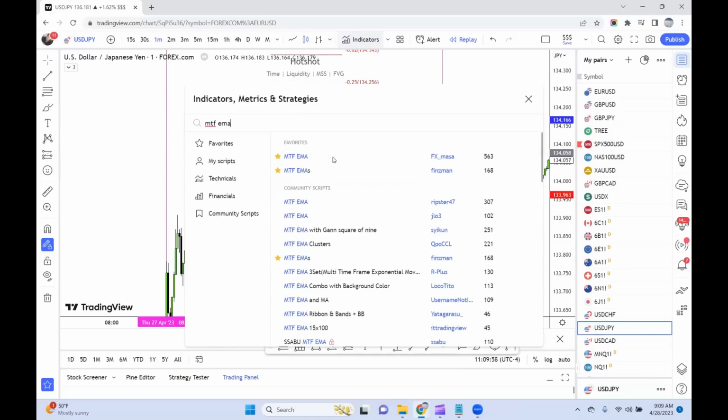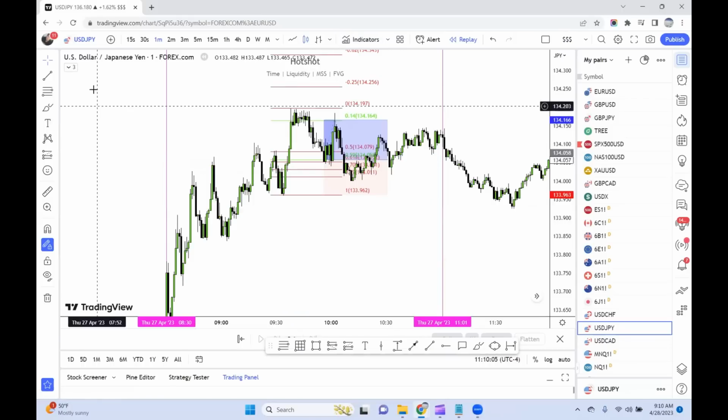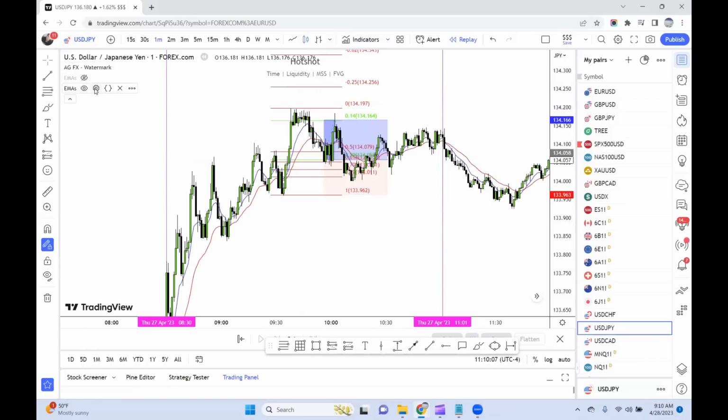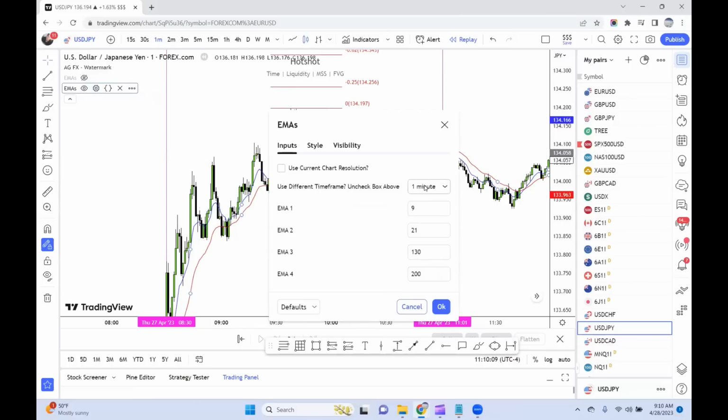Okay, and it's going to be the MTF EMAs by Finn's Man. It has like 168 on it. You're going to click that, add it to your charts. It's going to come to your charts and it's going to say like daily and stuff. These are the settings you want to use.